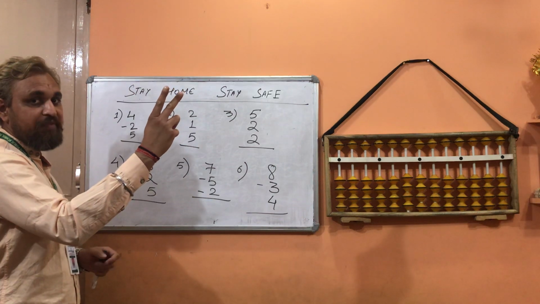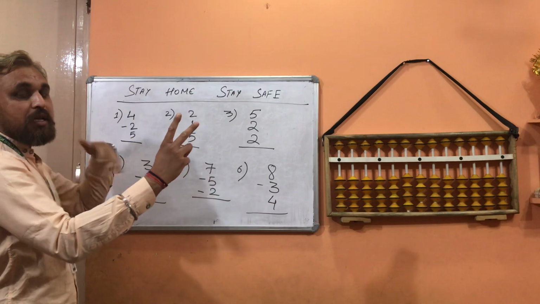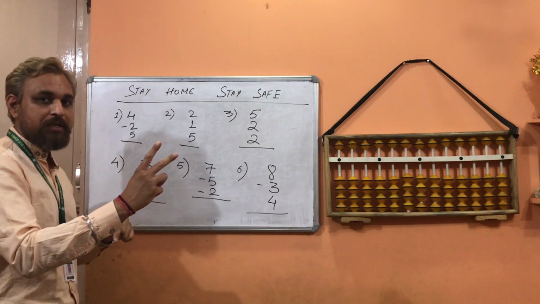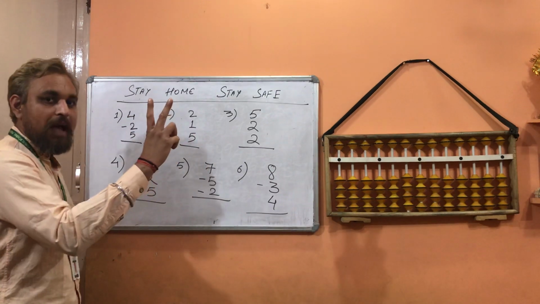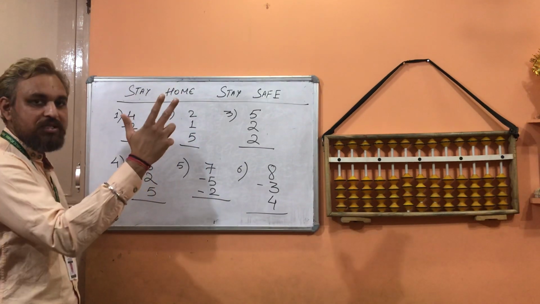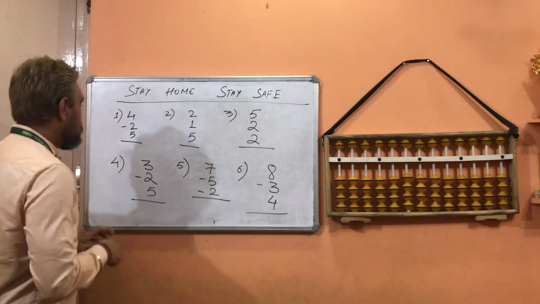So we have to bring 5. Don't make the mistake of bringing 5 like this again. This is abacus, not normal mathematics. In normal maths, you can bring 5 here and you can count the fingers. But in abacus, you have to bring 5 like this. So this is 5, 6, 7. So the answer is 7.